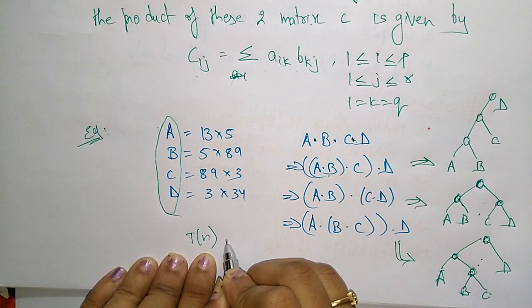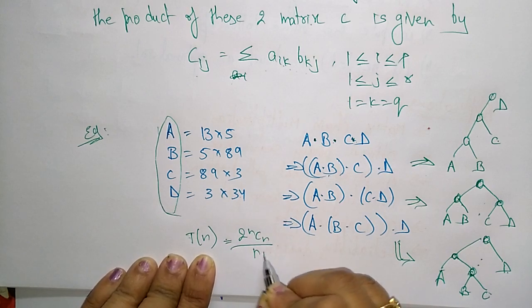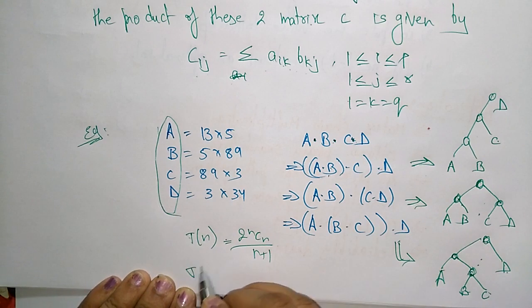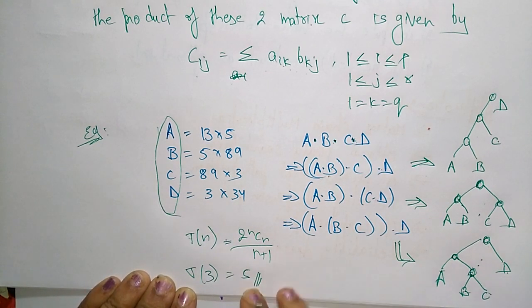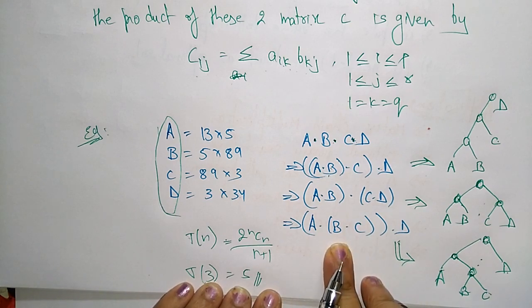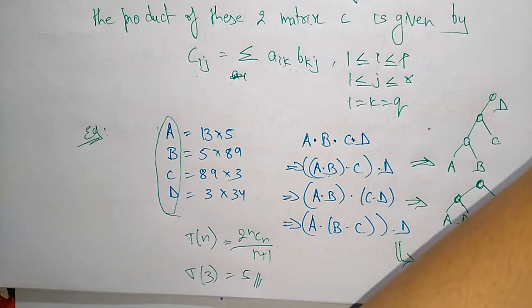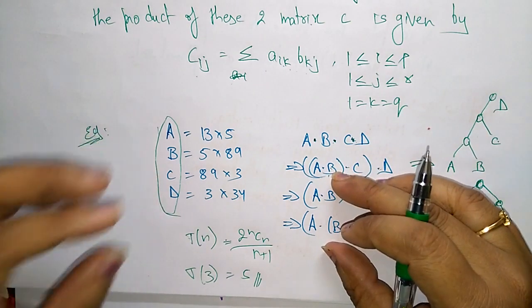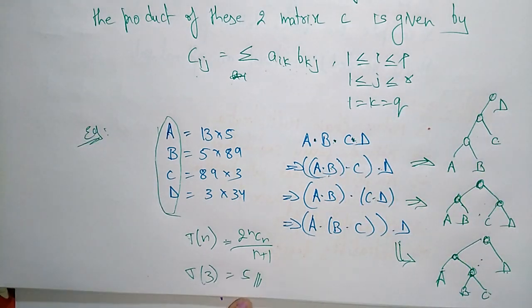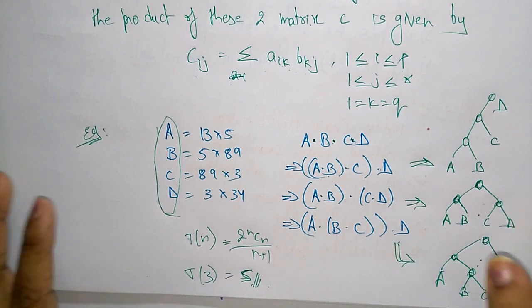For n nodes, the number of possibilities is given by 2n choose n, divided by n plus 1. Here there are 3 nodes, and the count comes to a total of 5 possibilities. So these matrices can be multiplied in 5 different ways. Among these 5 ways, we have to select the best way, that is, the one that gives the lowest cost. The main thing, whatever multiplications we are doing, is to find the best one.